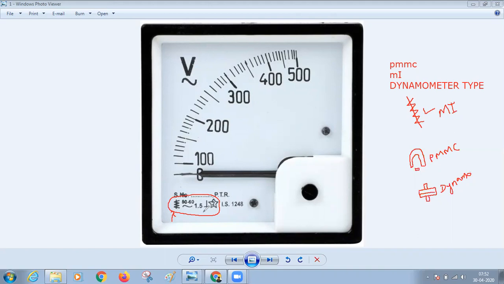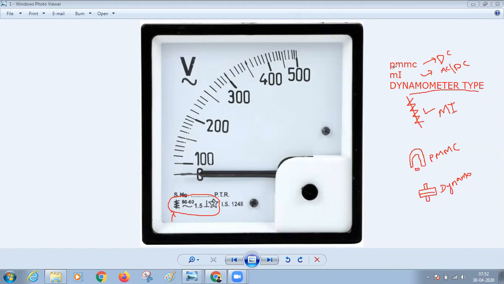Then how will we know whether the meter measures AC or DC or both? You know that a PMMC meter will measure DC only, and a moving iron instrument will measure AC as well as DC. Generally, these dynamometer type meters are used for watt meters, which will measure the power.